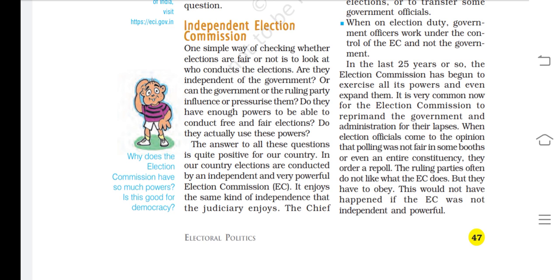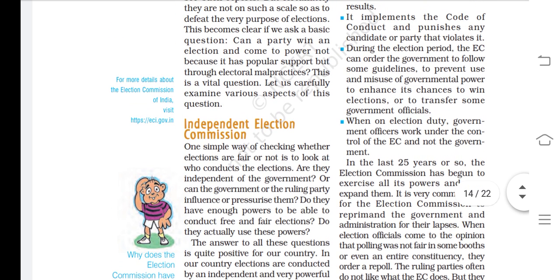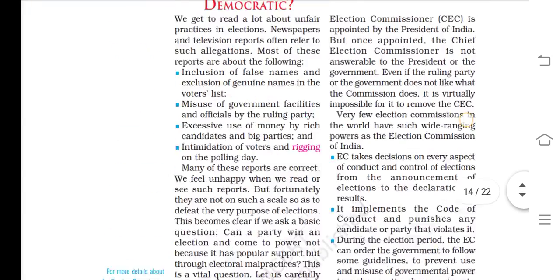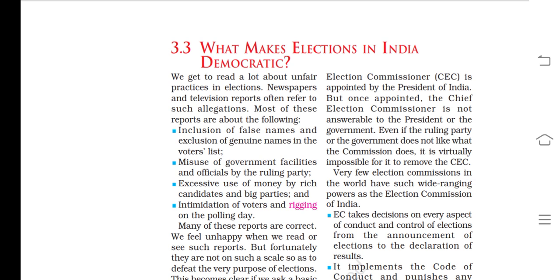Okay, elections are conducted by whom? Election Commission. It enjoys the same kind of independence that the judiciary enjoys. Means whatever independence the judiciary has, the Election Commission holds the same. The Chief Election Commissioner is appointed by the President of India. But once appointed, the Chief Election Commissioner is not answerable to the President or the government. He is appointed by the President, but he is not answerable to him.